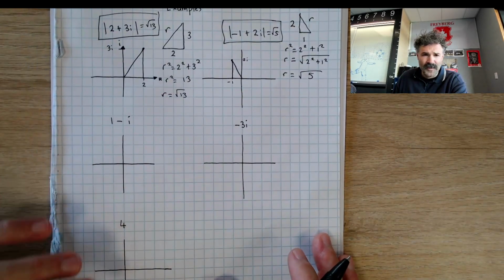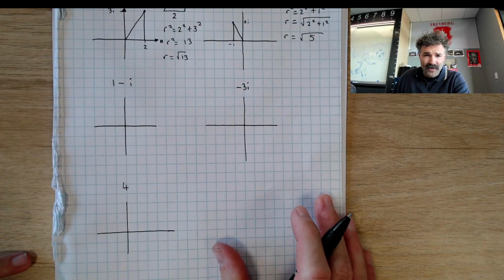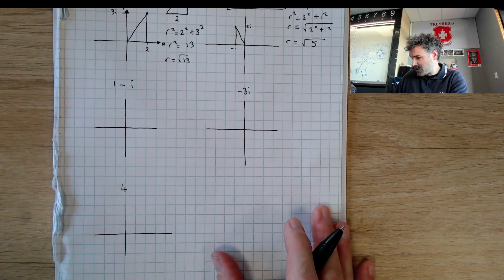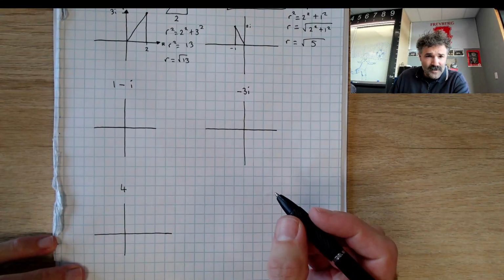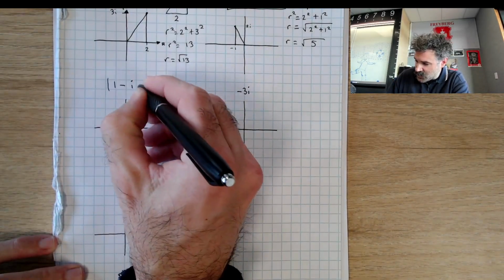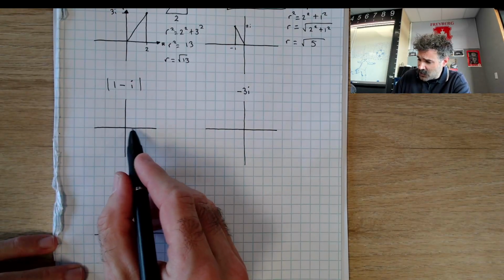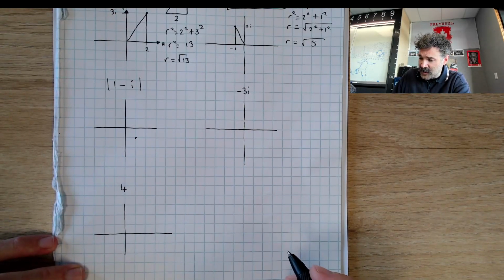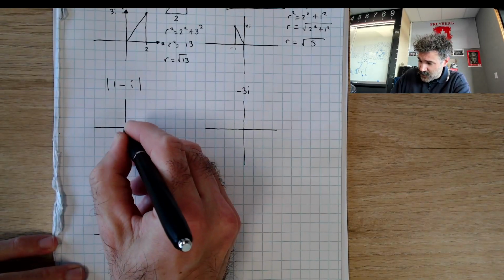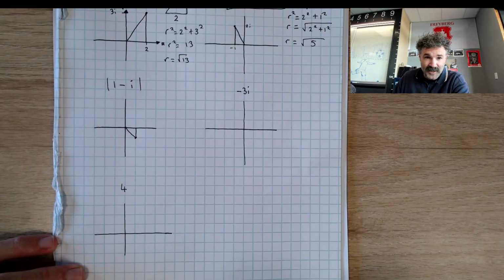Let's try another one. If at any moment you want to pause and have a go at these by yourself, you can, more than welcome to do that, and then jump back in and see if you've got it right. So we want the modulus of 1 minus i. First I'm going to draw it across 1, down 1, so here it is. Connect it to the origin. Connect it to the positive real axis, or just the real axis, actually in this case it's the positive.